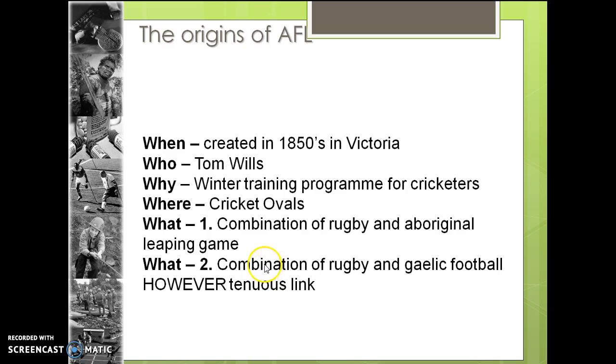Now, there was a second school of thought on the origins of Aussie rules football, and that was a combination of rugby and Gaelic football. However, this link has proved tenuous, and what tenuous means is lacking validity, because Gaelic football officially was created after Aussie rules football. So the link was tenuous because it's impossible to have a sport as a prerequisite of Aussie rules football if it wasn't created. So it's very tenuous, and it's not always given much credence.